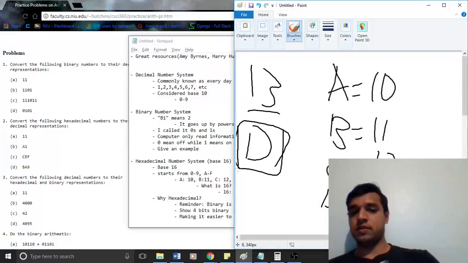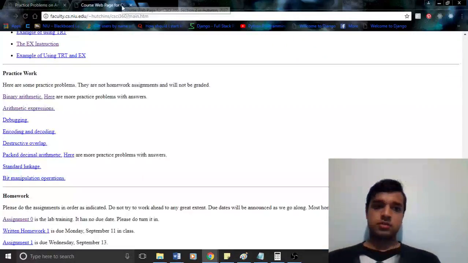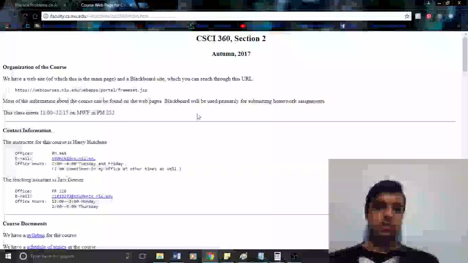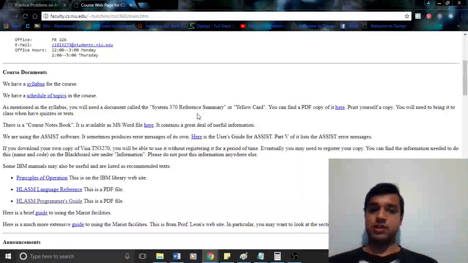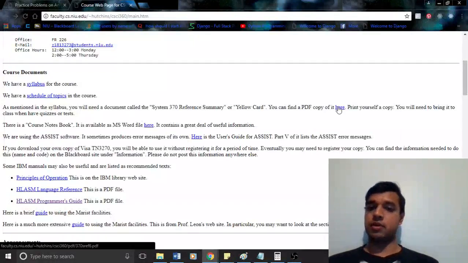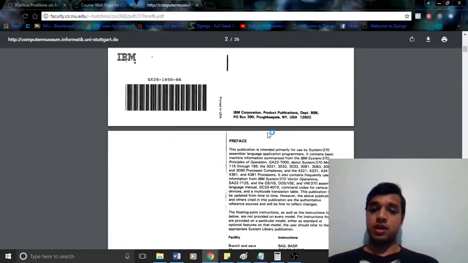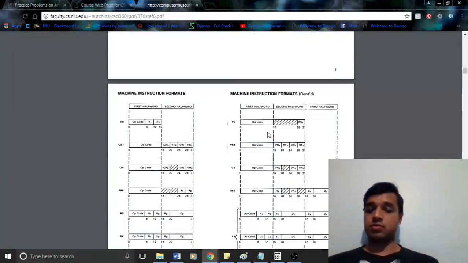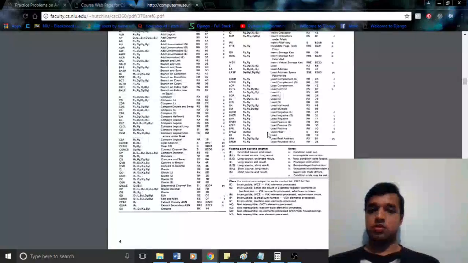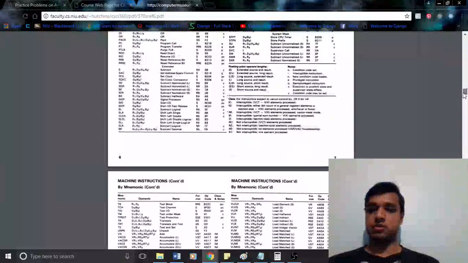And how did I get to that value? I think the best way to really get to this value and understand is by looking at the reference summary. So reference summary is basically a yellow card for assembler programming. So make sure you print yourself out a copy. I do have one myself, and I do look at it from time to time so I can really understand this code. So let me just show you what the reference summary is really quick.